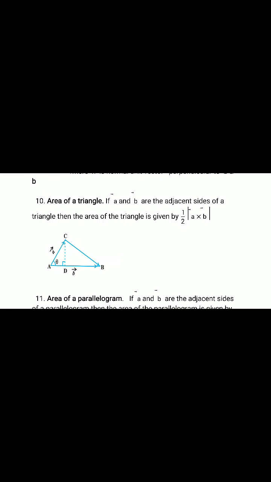Now, its application in finding the area of a triangle. If vector A and vector B are the adjacent sides of a triangle, then the area of the triangle is given by half mod A cross B. Similarly, you can see the figure here. Vector AC and vector AB are shown by vector A and vector B respectively.